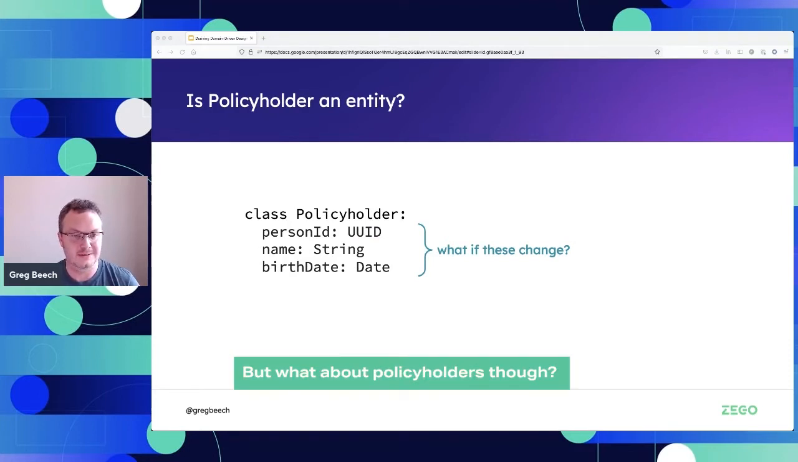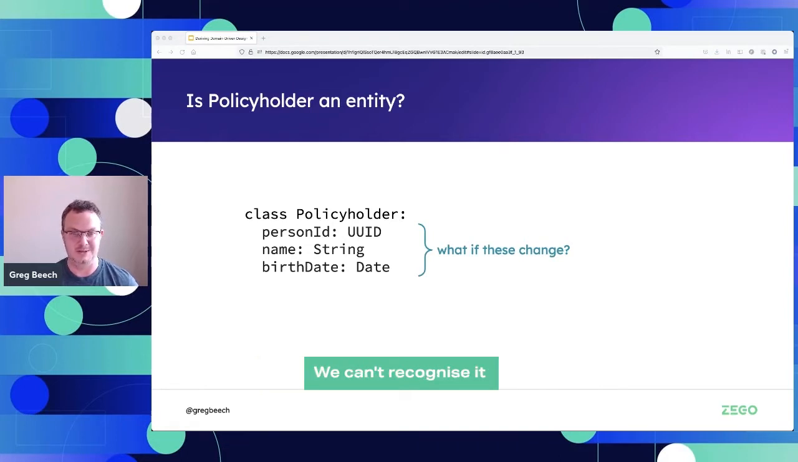What about policyholders, though? Is this an entity? It doesn't have an ID. It refers to a person ID, but it doesn't have its own ID. It has a name. It has a birth date. So if any of these things, person ID, name, or birth date change, then this whole object changes. We can't recognize it as being the same object. So any two objects with the same values are logically the same. Any two objects with different values are logically different.